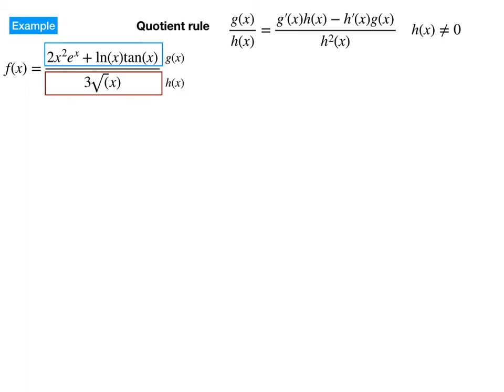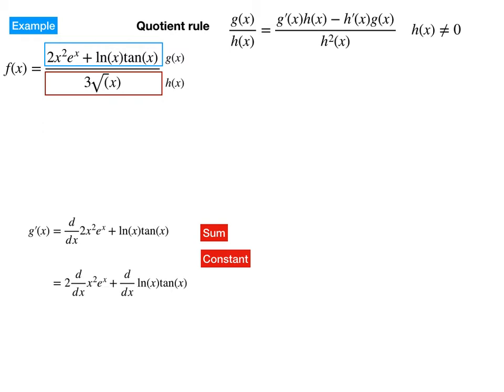Now, if you use a formula, you need to find g prime of x and h prime of x. So we start with g prime of x, the derivative of the top function. As you can see, this is a sum of two functions, so we can use the sum rule, and you have a constant 2 multiplied by x squared e to x, so you're going to use the constant rule and the sum rule, right?